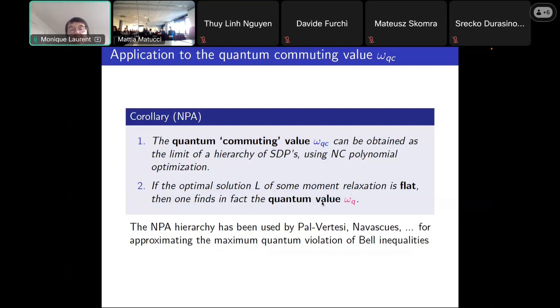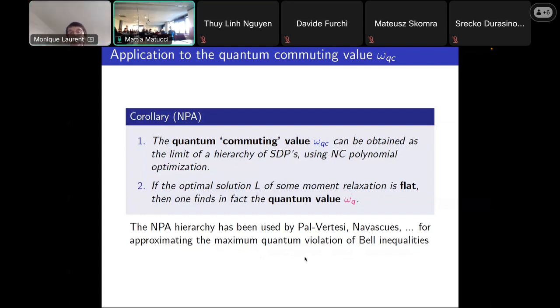And this NPA hierarchy has been used in practice by a number of authors. I just list a few authors here. I didn't give the exact references, but it has been used in practice for approximating the maximum quantum violation of Bell inequalities.